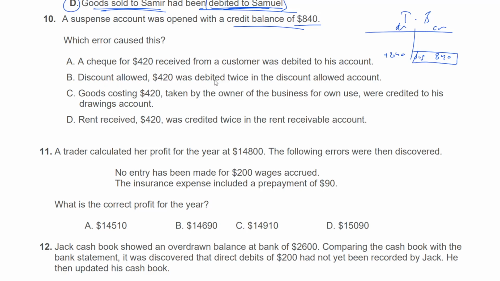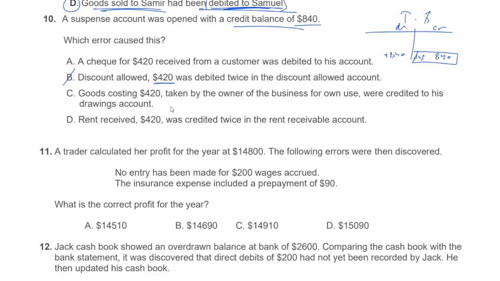Discount allowed 420 was debited twice in the discount allowed account. When we debit the discount allowed once, that is how it's supposed to be. If you do it twice, that will only cause a difference of 420 on the debit side, not 840. Here, the debit side is greater by 840, not just 420. This is not an answer.